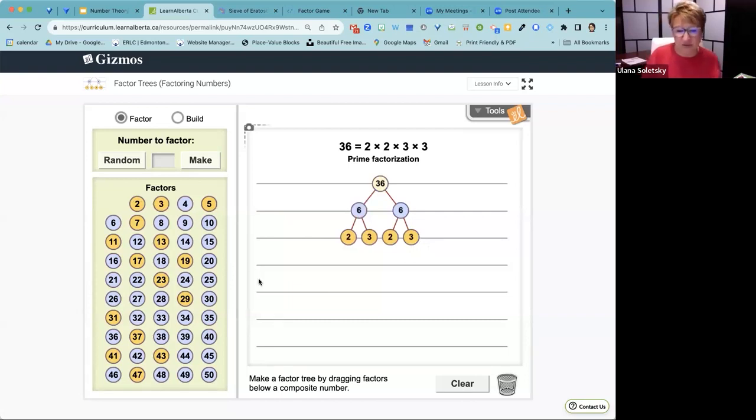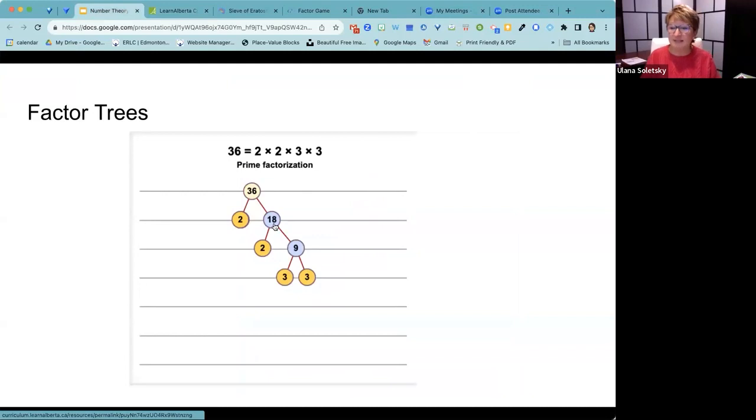This is a great tool to use because they need to end up with just the prime numbers. Now, if you look at this one, this is different from the way I did it. I did 2 times 18, and then I had to break down my 18 into 2 times 9, and then I had to go 3 times 3. This is beautiful to show that there's more than one way to get to the prime factorization. Okay.